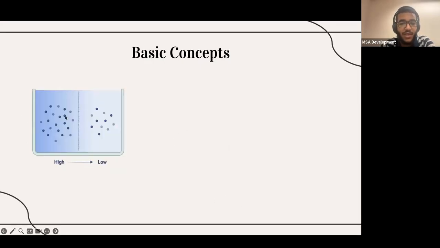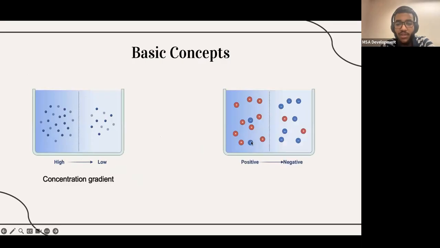So this is basically describing the concentration gradient. Ions tend to move from high concentration to low concentration, or in other words, down the concentration gradient, this way. And positive is attracted to negative, and negative is attracted to positive. So positive ions tend to move towards the negative region, while negative ions tend to move towards the positive region.